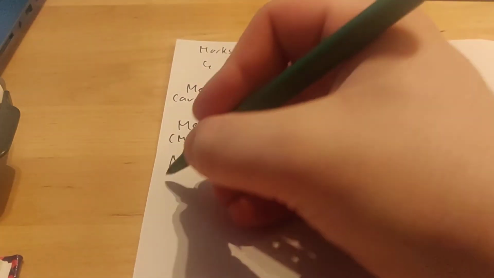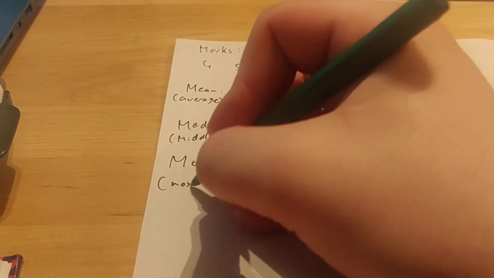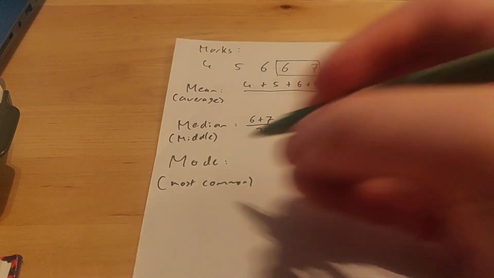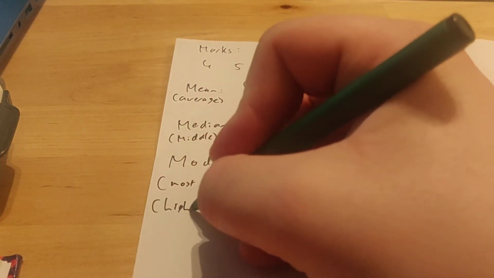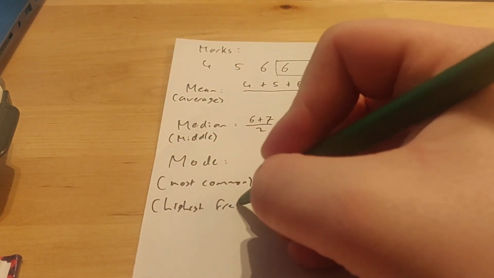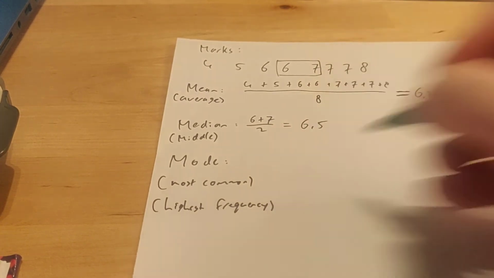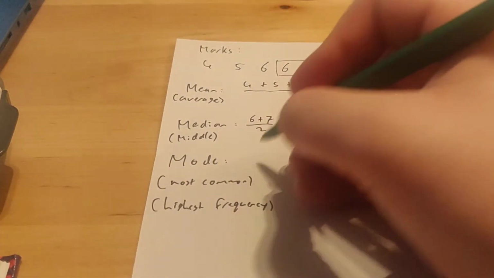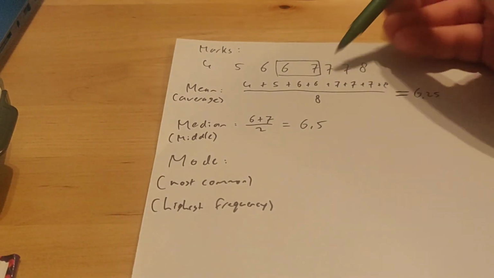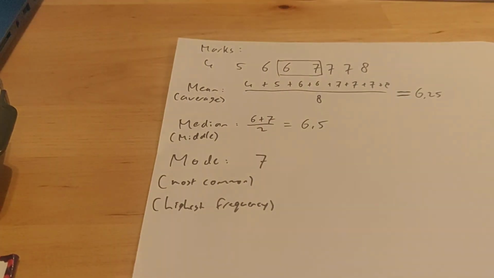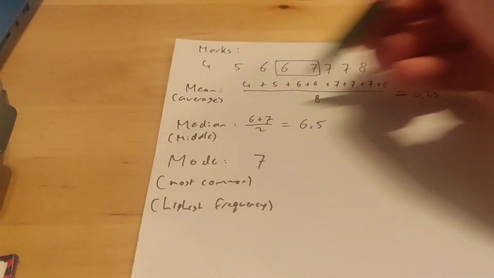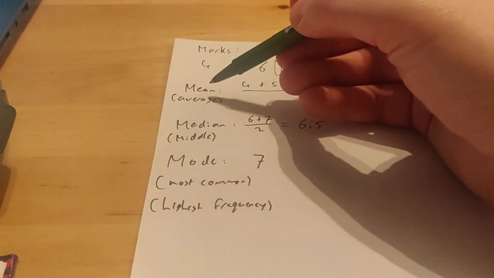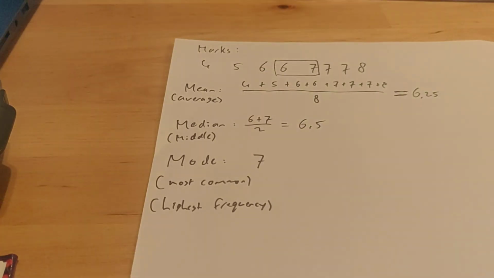And then we have the mode. The mode is the most common number, right? Most common, but to use some mathematical words, it is the one with the highest frequency, because the word frequency means how many times something happens, right? So the number with the highest frequency happens most often. So in that case, it's a 7, because the 7 happens 3 times, while the other ones all happen less than that. That's the mode. So that is what the mean, median, and mode are.